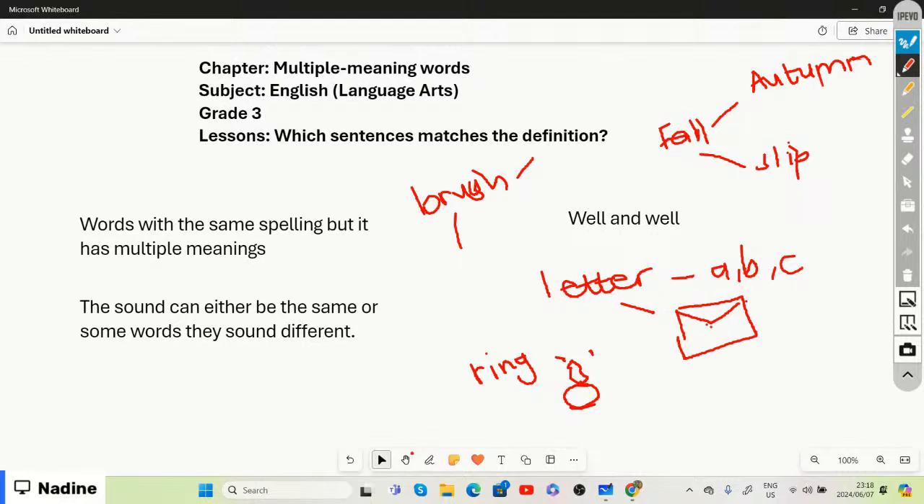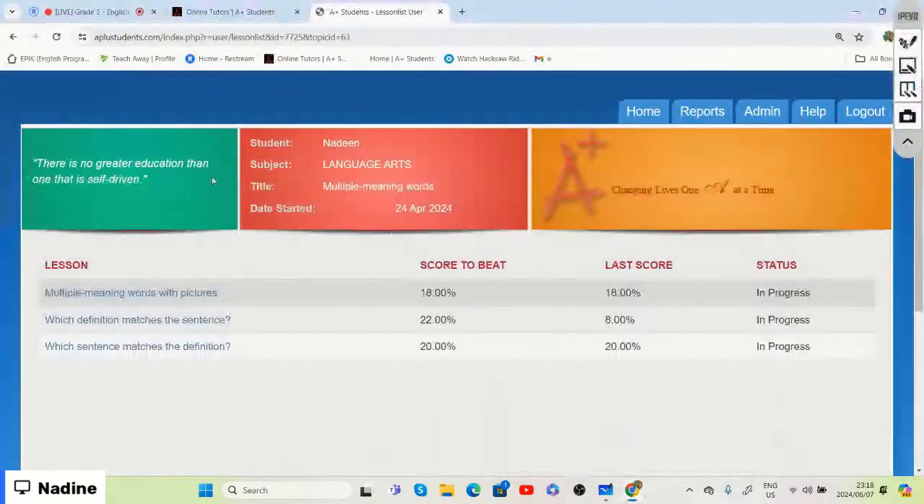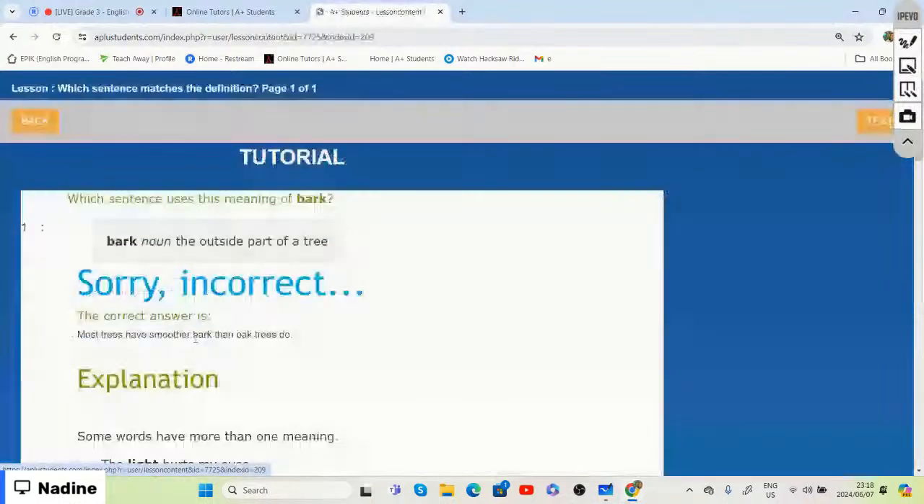All right. So that we call multiple meaning words. It's words with the same spelling, but they have multiple meanings. And when it comes to multiple meanings, the sound can either be the same or some of the words can sound different. All right, so now we're going on to aplusstudents.ca, and we're going to do which sentence matches the definition.